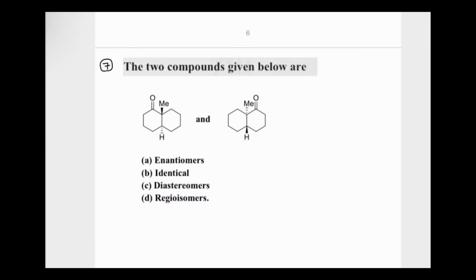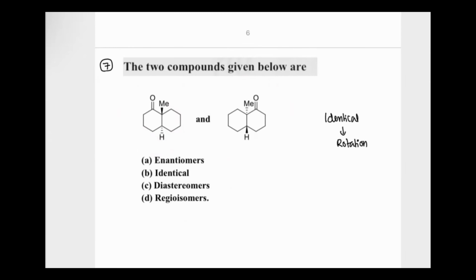And here we need to find the relation between this molecule and this molecule. In any case, first we'll see whether they are identical or not. Then only we'll move to the other cases. To find whether two molecules are identical or not, we need to do a rotation of the molecule. And just by rotating either molecule, if you get the second molecule, that means both these will be identical molecules.